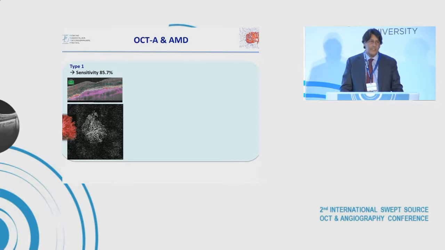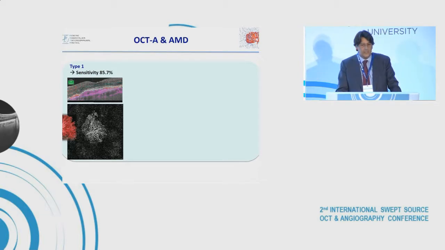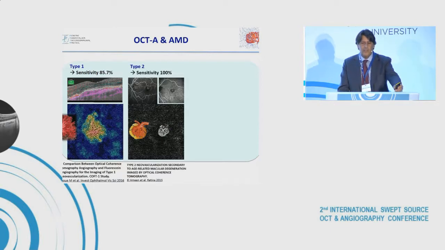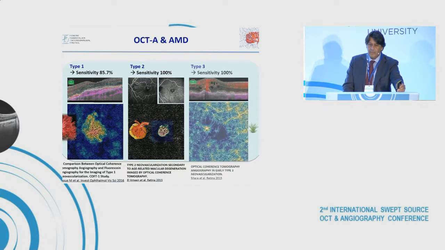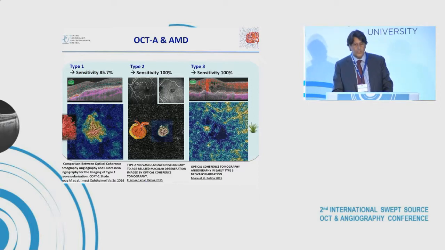So the first question is, does it have the sensitivity to detect the lesion in type 1? Yes. In type 2, it's the same. There is a high sensitivity for OCT-A, particularly the swept source OCT-A. And again, in type 3 lesion, we can detect the CNV on our patient.